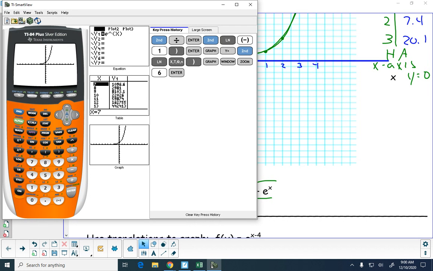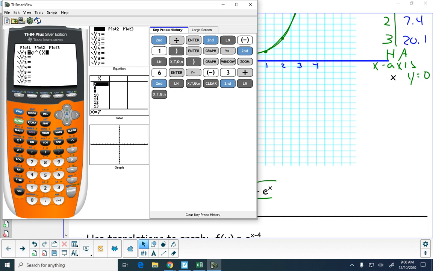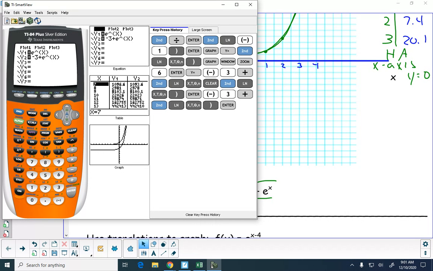In y2, let's type in negative 3 plus e to the x. So we have negative 3 plus e to the x. And we take a look at the graph of this. Okay, there's my e to the x, and there's my negative 3 plus e to the x. What do we call what is occurring to our graph here? When I add that negative 3 in there, what do we call that? Brooke, what do we call that?